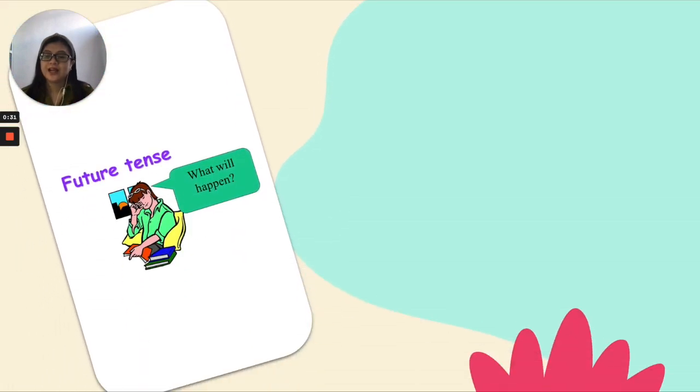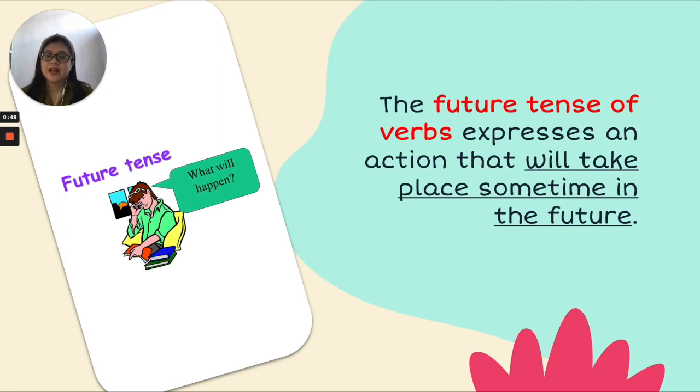Now if we look at this dialogue box, there is a sentence inside. What will happen? Basically, this is the description of future tense. Future tense of verbs expresses an action that will take place sometime in the future. Things that will happen. So it hasn't been done yet. You are planning to do it, and if the action is being planned to be done in the future, maybe in a little while later tonight or maybe the following day, then you will need to use the future tense of verbs. Okay?